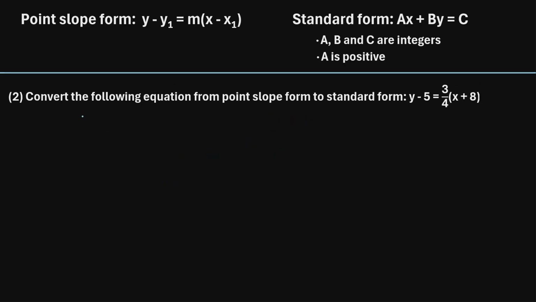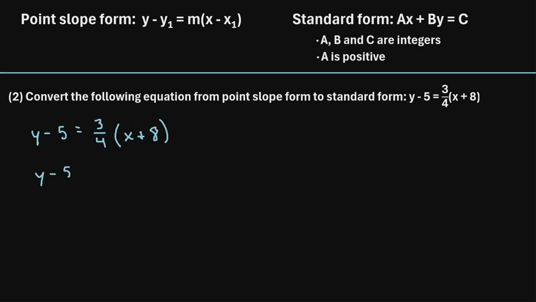Alright, let's try one more example. This one says, convert the following equation from point slope form to standard form: y minus 5 is equal to 3/4 times x plus 8. So let's go ahead and rewrite it right here. So the first step to convert this to standard form is we want to distribute this 3/4 into the parentheses. So here's what that looks like.